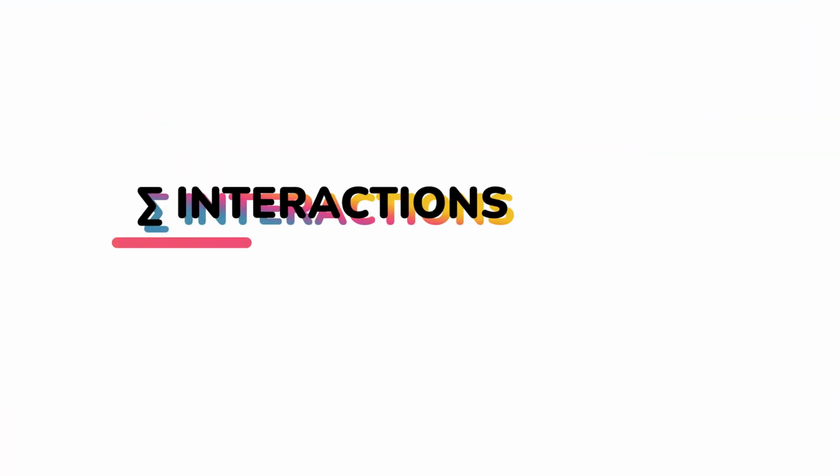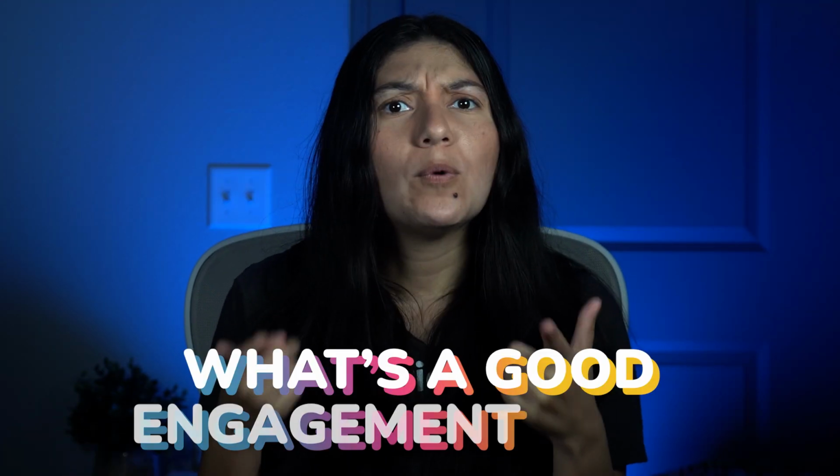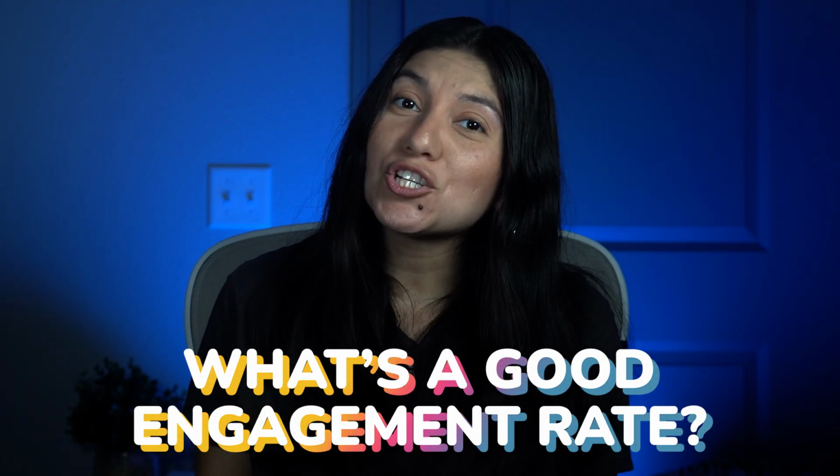Although each social network has its own interactions, the formula is pretty much the same on all platforms. Add up all interactions, divide them by the reach achieved, and multiply by 100. Voila, you've got your engagement rate. But what's a good engagement rate? It's logical to think the higher the better. Yes, we do agree on that, but the key is to compare yourself to the previous month or time period you're analyzing to see the progress you're making.